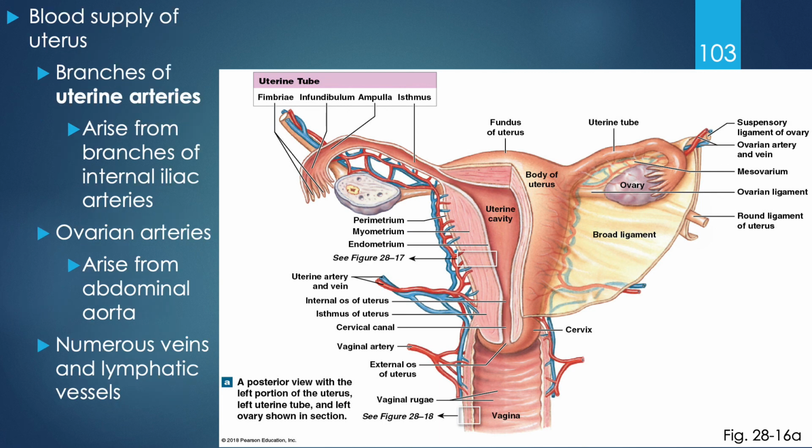The uterus is supplied with a lot of blood supply via the uterine arteries, which you can see here coming in on the left side of the image, and there's also accompanying uterine veins. These arise off of branches of the internal iliac arteries. And the ovarian arteries, interestingly, come off of the abdominal aorta. Now there are all sorts of other veins and lymphatic vessels around. As you can see, there's multiple sources of vascularity.